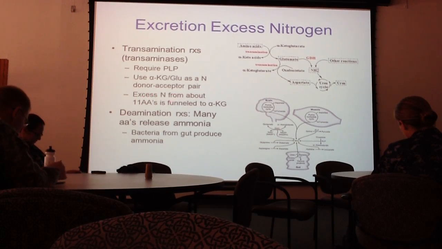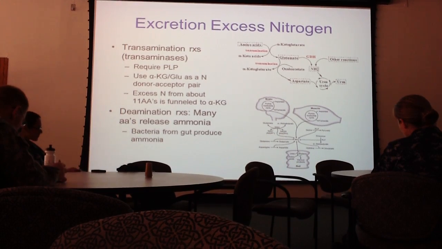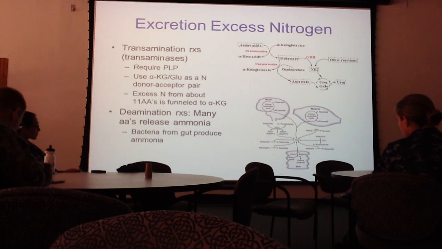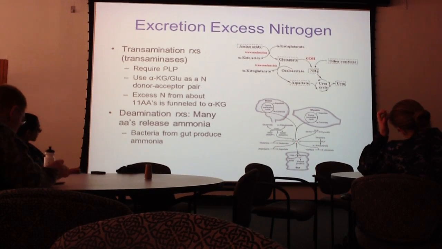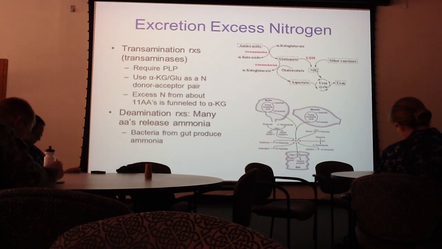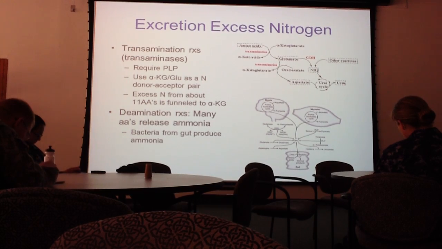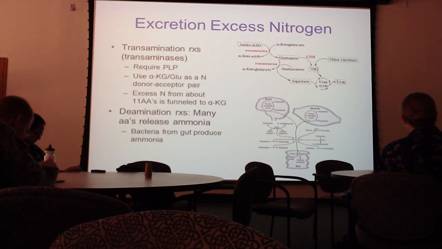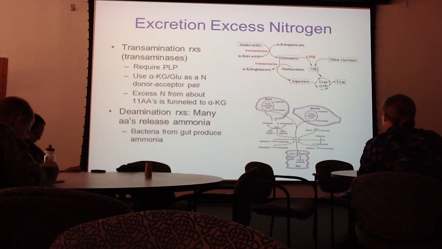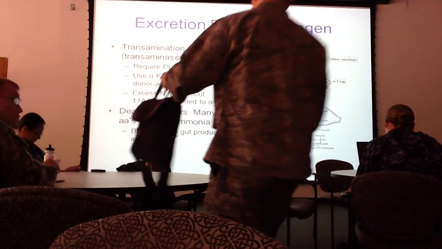All right, so you got a lot of excess nitrogen being funneled to alpha-ketoglutarate. Now, the other thing that happens is there are a number of amino acids that lose their nitrogen, not by transamination, but by deamination. That's this slide here. And it shows histidine and threonine and serine. They all produce ammonia. Ammonia comes from a variety of other sources too. Significantly, bacteria in the gut break down things like urea to ammonia. All right, so what you've got is a whole bunch of nitrogen that's been funneled into glutamate, and then you've got free ammonia.